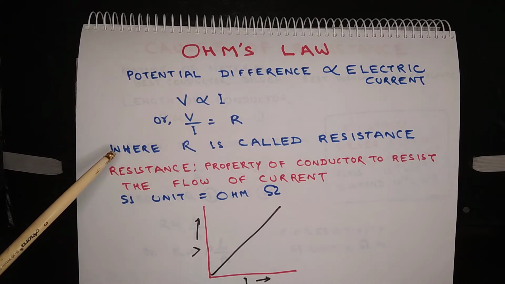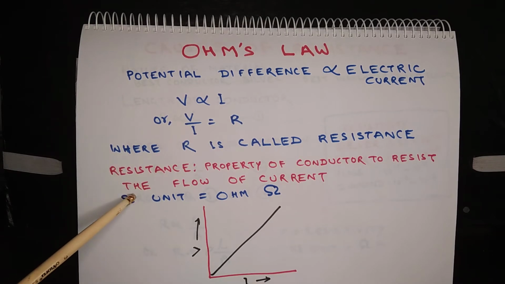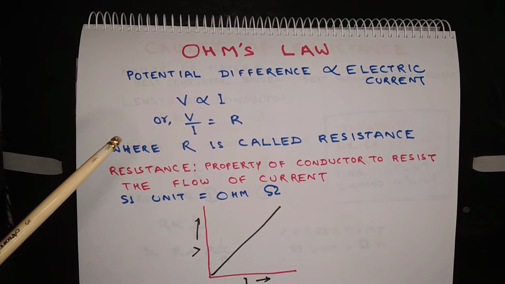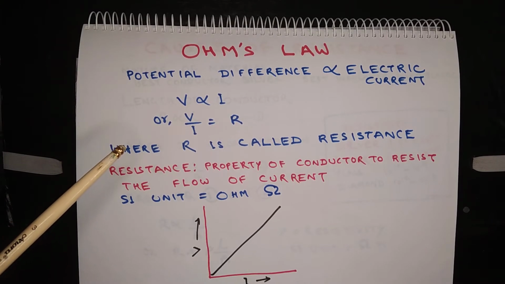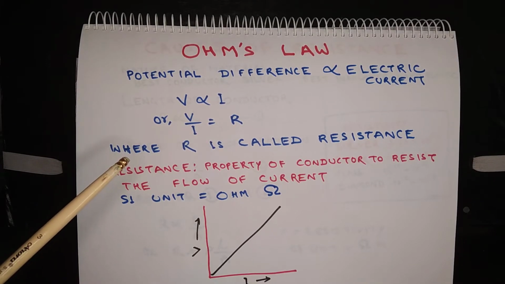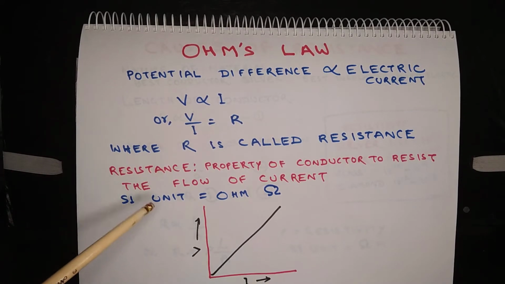Resistance is the property of conductor to resist the flow of current. So every conductor, every material, it resists the flow of current through it. So if the resistance is less, then the conductor can be called good conductor. If the resistance is very high, then the material is called bad conductor or insulator. The SI unit of resistance is ohm.